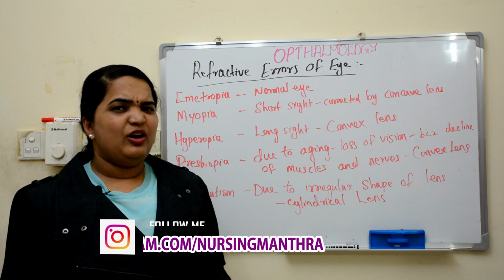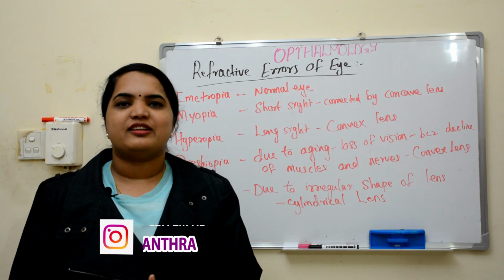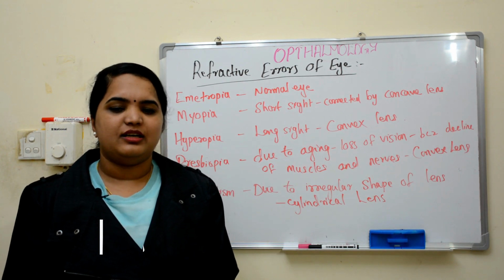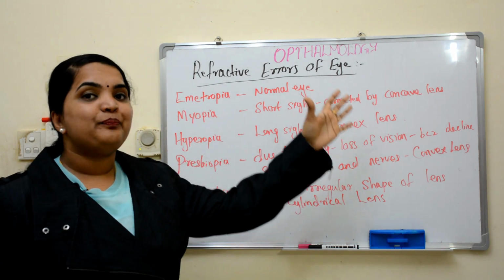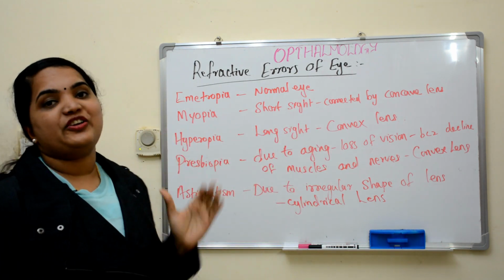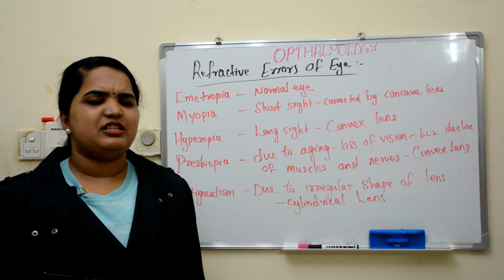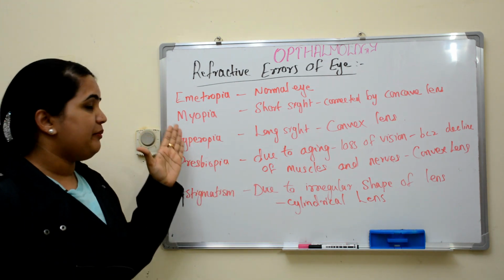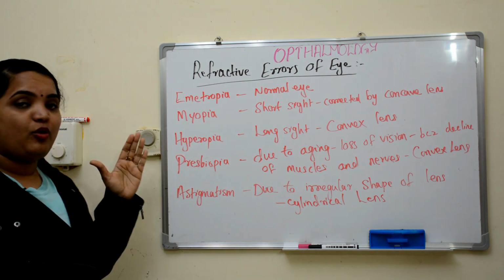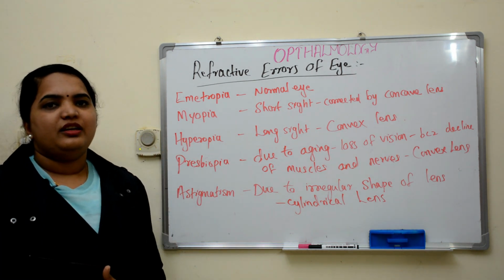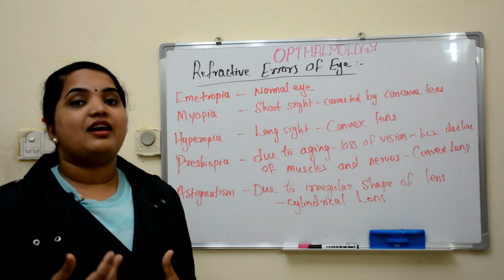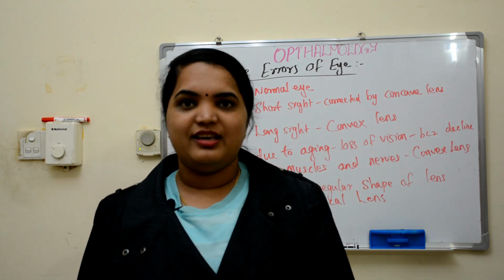Only this much related to refractory errors you want to know. As a crash course, you can just learn which lens you want to use for each condition. That is enough. Ametropia, myopia, hyperopia, presbyopia, and astigmatism also. Now, next, another important topic is glaucoma.